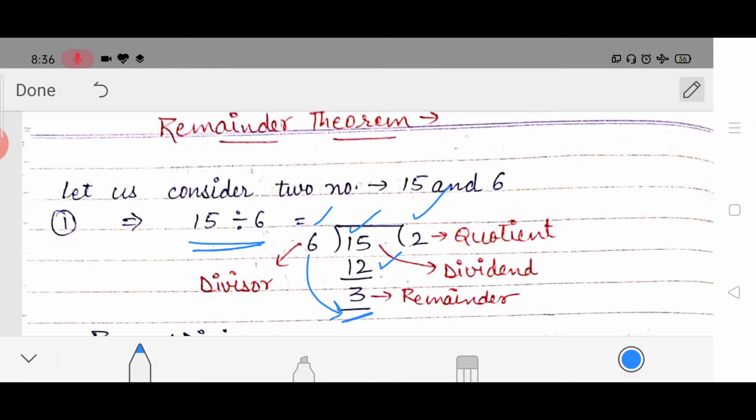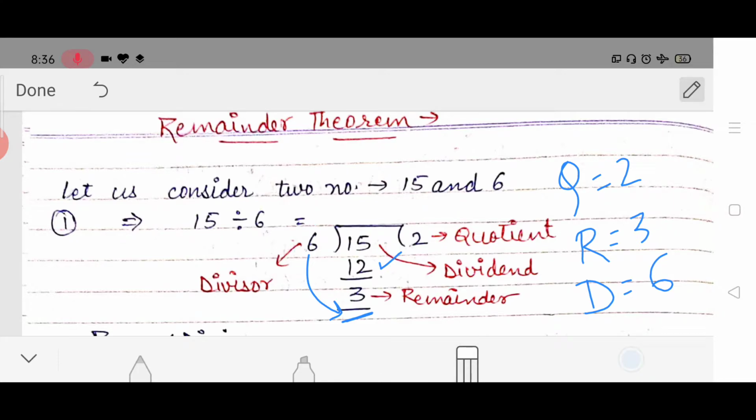So we can say here the quotient is 2, the remainder is 3, and the divisor is the number by which we are dividing, so here the divisor is 6, and the dividend is the number which we have to divide. So here 15 is the dividend. These are the basic terms that we have been studying since our previous classes.